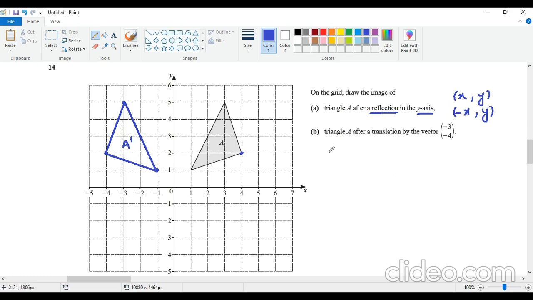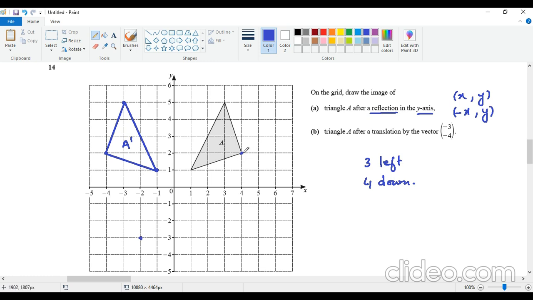And now in part B it says triangle A after a translation by the vector negative 3 and negative 4. That means all these coordinates are going to shift 3 to the left and 4 down. Now this is 1, 1. It's going to be left 3, then 1, 2, 3, 4 down. This is going to be the first point.